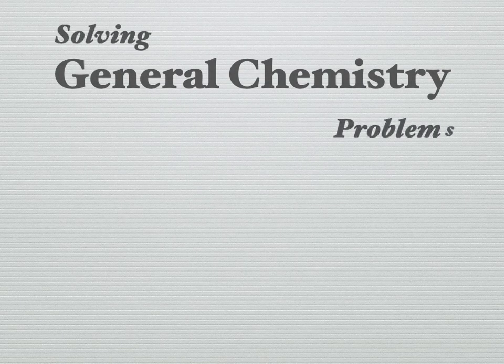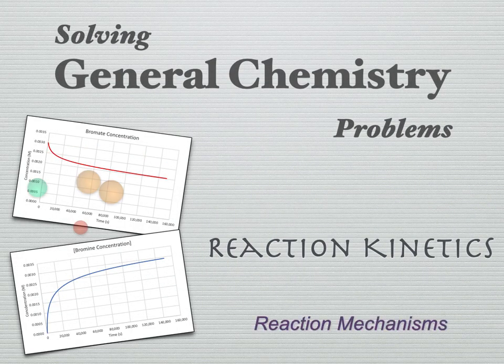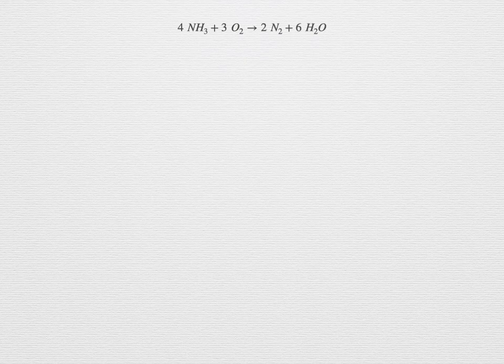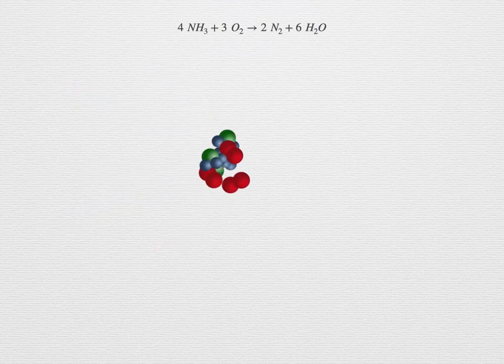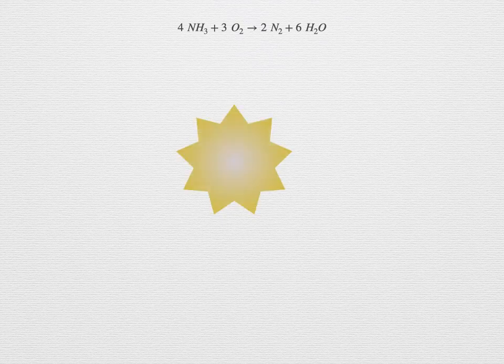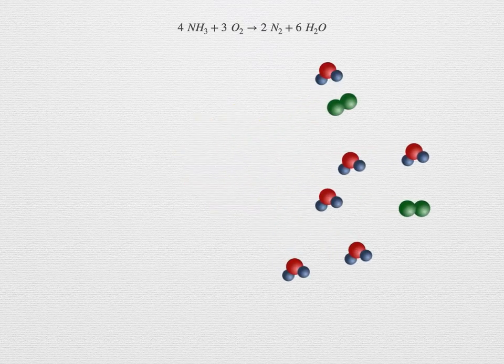Solving general chemistry problems, reaction kinetics. A balanced overall chemical reaction equation is an important tool for tracking the mass balance in a chemical transformation. However, such an equation can be misleading if a student believes that it implies that all of the reactant molecules suddenly come together and then all of the product molecules cleanly erupt out of that tangled mess.